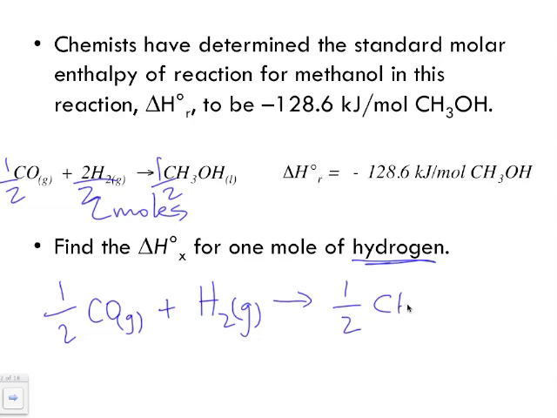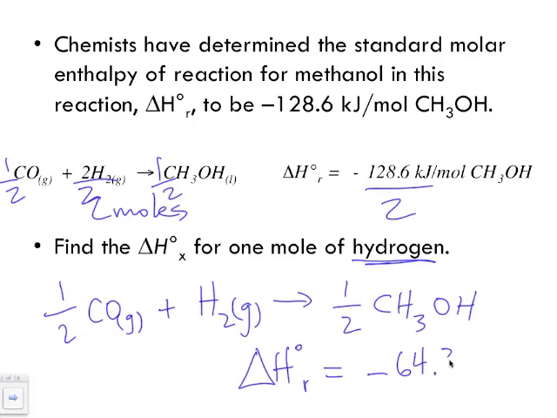half mole of methanol. So in other words, now this molar enthalpy, or the standard molar enthalpy of this reaction, is actually equal to, well, since we've divided this reaction by 2, we need to divide that value here by 2. So when we divide this value by 2, we are going to get a value of minus 64.3 kilojoules per mole of hydrogen gas.